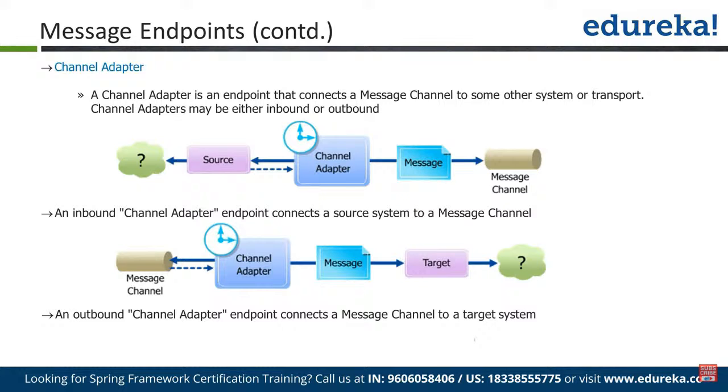If you are sending it, then you can connect with the inbound. So an inbound channel adapter endpoint connects a source system to a message channel, whereas an outbound channel adapter endpoint connects a message channel to a target system. So outbound means I am the source, I need outbound. If the destination is you, you may need inbound to connect with me. So this is the job of the channel adapter, to connect two different channels.